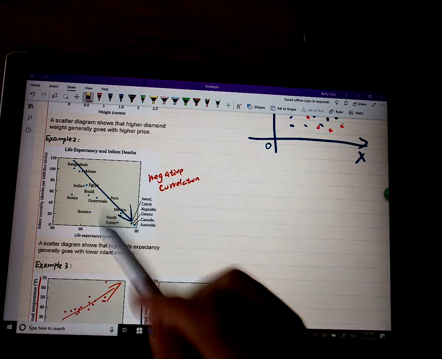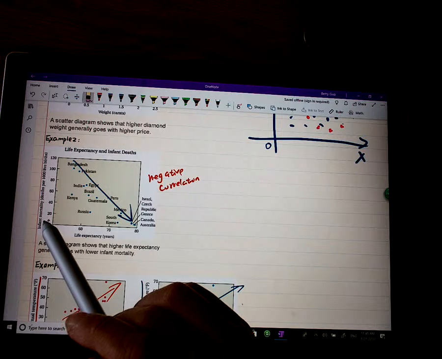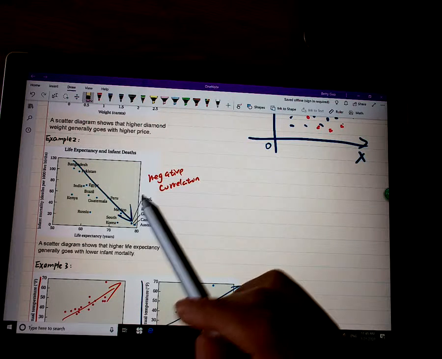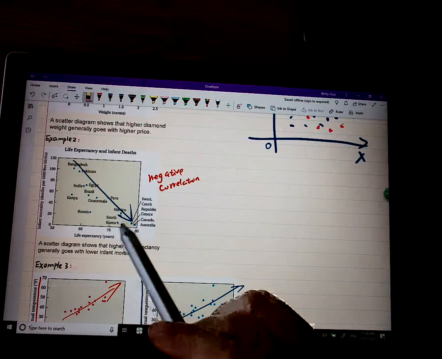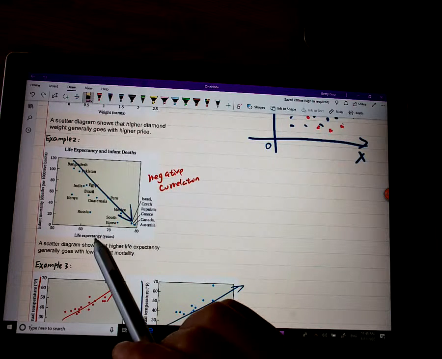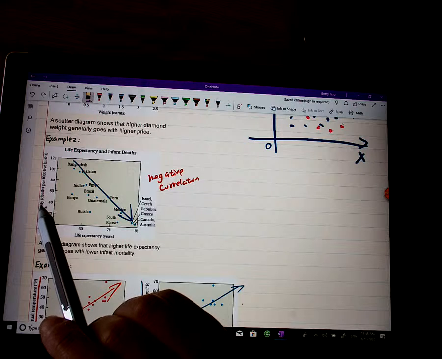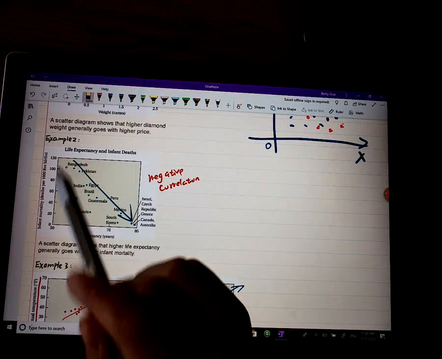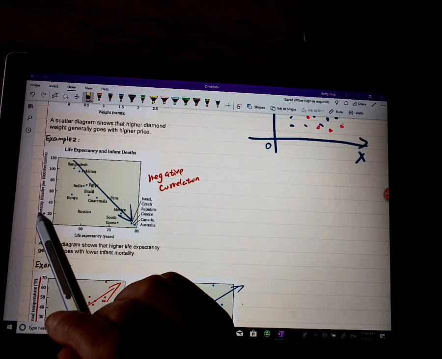The answer is that the 2 variables, life expectancy and infant mortality, are both caused by the same underlying variable, and that variable is the health system, the quality of the system in that country. If the quality of the system is good in that country, you would see a bigger life expectancy and a lower infant mortality. If the quality of the system is bad, then you would see a lower life expectancy and a higher infant mortality rate.